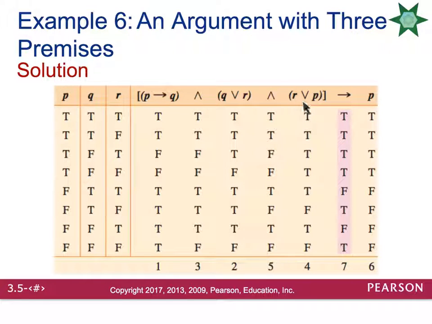Now let's look at the and. You can do this two at a time, but you can also do three at a time. Let's do it two at a time first. We need true and true to get a true. True and true gives us true. False and true gives us false. False and false gives us false. True and true, true. True and false, false. That's the first and.